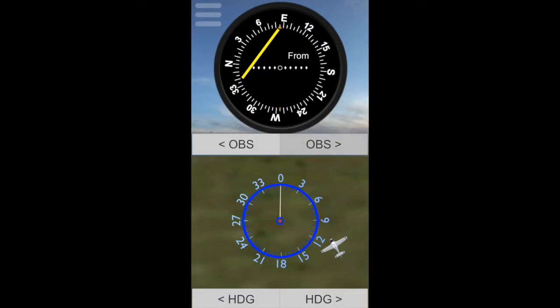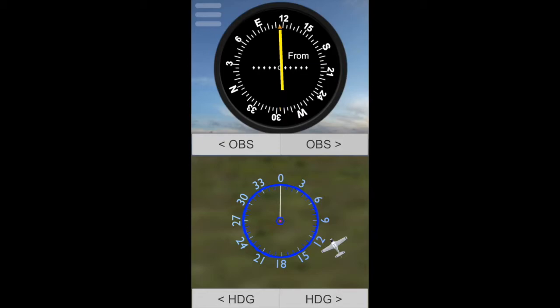Keep turning this in the plane. I'm in the plane now. I'm turning the OBS. Boom. Needle is centered. I'm getting a FROM indication. I am definitely between, I would say, the 115. I'm on the 115 radial. And indeed, look at the plane. You are pretty much on the 115 radial coming out of the VOR.